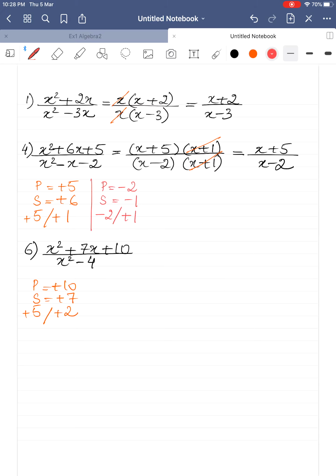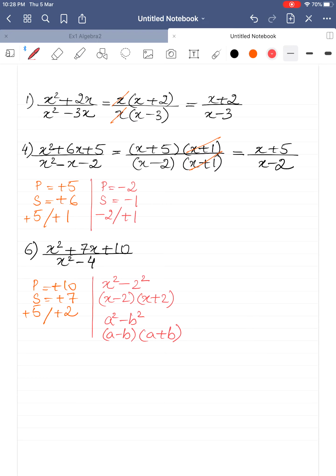And factorizing our denominator is also a quadratic expression, but we should be able to observe here that it's in the form of difference of two squares, as x squared minus 4 is in fact x squared minus 2 squared, which is clearly difference of two squares. So we can factorize it by writing it as x minus 2 into x plus 2. Remember our formula, a square minus b square is a minus b into a plus b.